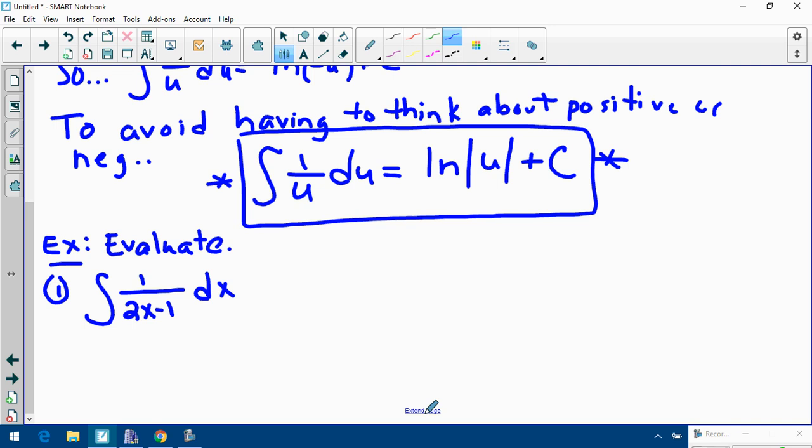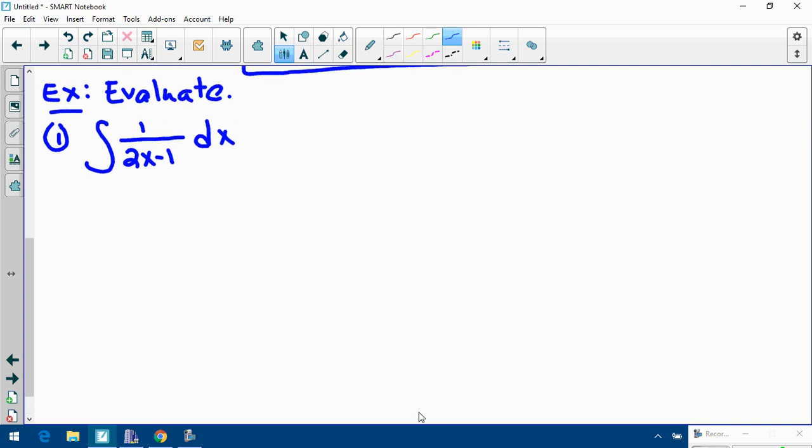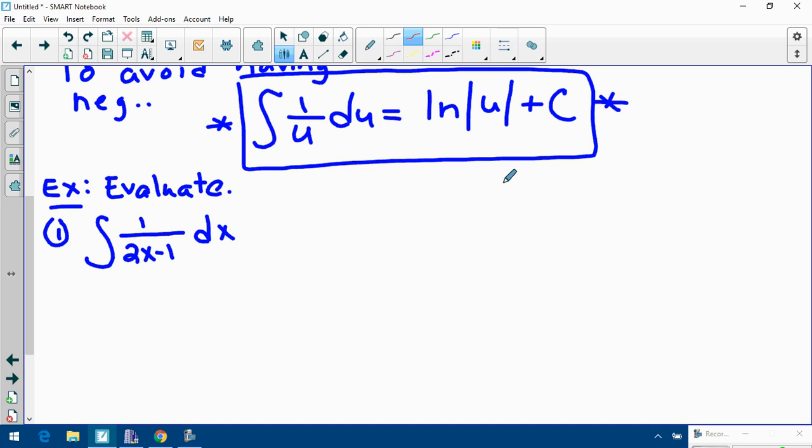So this is a u sub question. So what do you think I'd have to let u equal? Well, u is that piece in the denominator, so 2x minus 1. So that means that du over dx is just 2. And I'm looking to solve for dx. Remember how we do u sub? So to get dx alone, I'd end up with du over 2 equals dx.